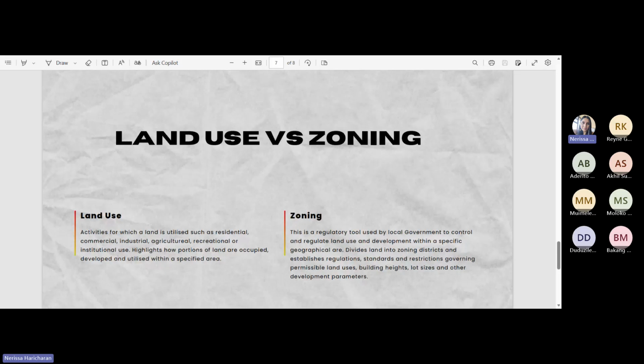So you divide the land into different zoning districts, and each zoning district basically has a zoning manager or an officer, and then they would establish the different rules and regulations and different standards that the building should have or the land should have. If a building is on the land, what's the height of it? What's the lot size, the parking lot, the different perimeters, all of these things.